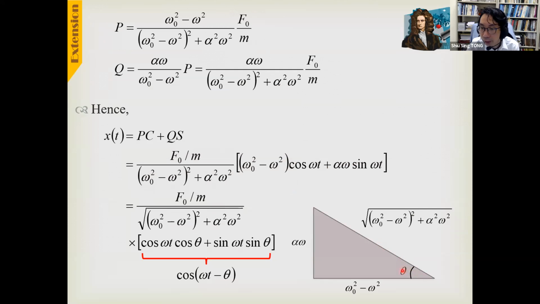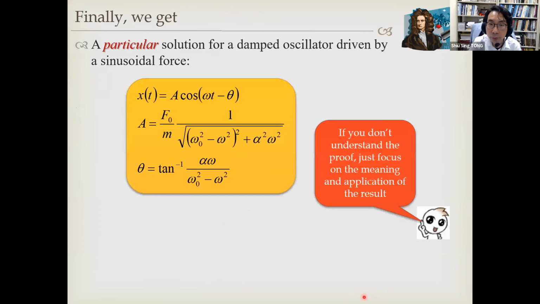And how about the angle theta? How about the phase? The phase is just arctangent of alpha omega over omega naught square minus omega square. So we have the phase like this. So that completes the solution. Now, if you find the proof very complicated, don't worry. I will not test you on this in the exam, but just focus on the meaning and its application. I want you to understand essentially the behavior of this curve, and if you cannot manage the derivation, that is not important.